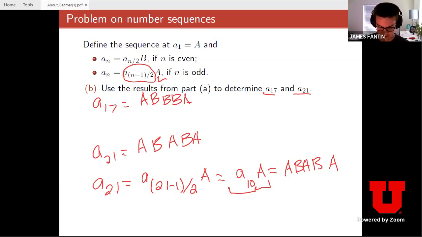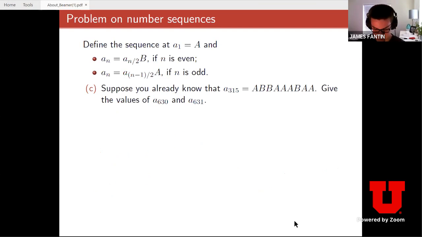No, looks good. Okay. And then, so we'll go to the last problem here. So here we suppose that we already know what A315 is, and then we're asked to find what A630 and A631 are. So if you just want to take a minute or two on your own and kind of work through that.